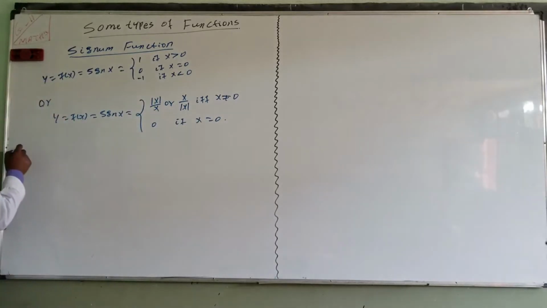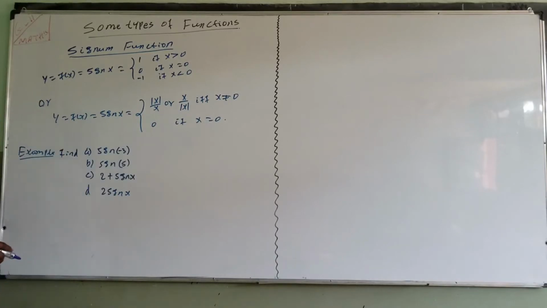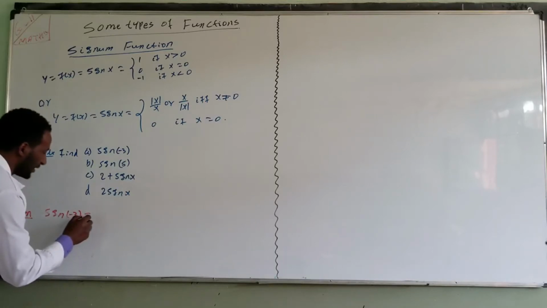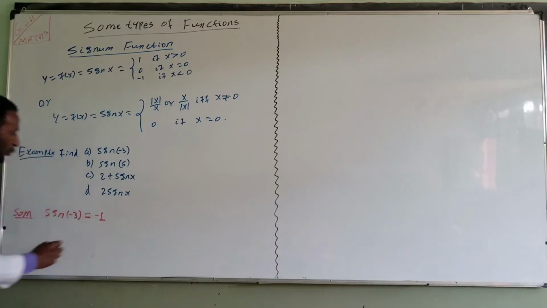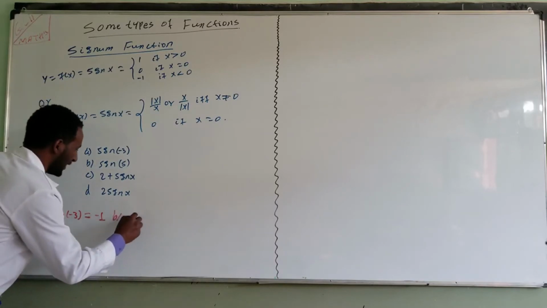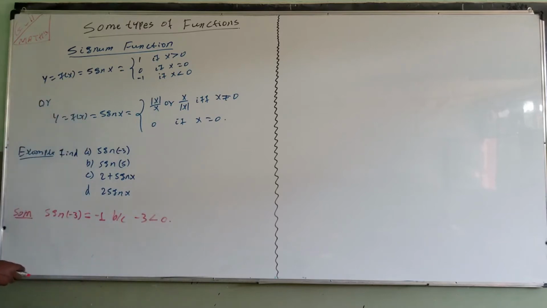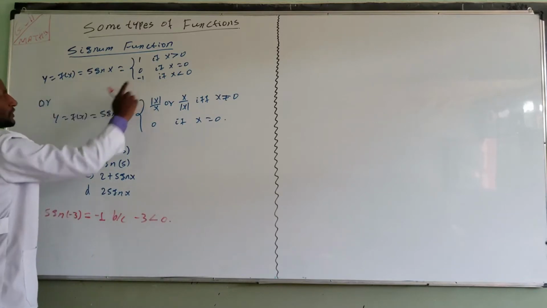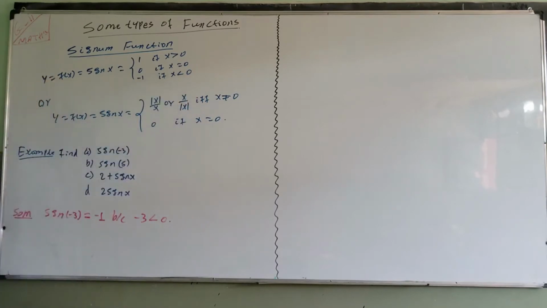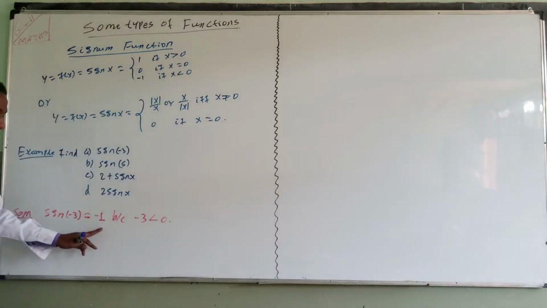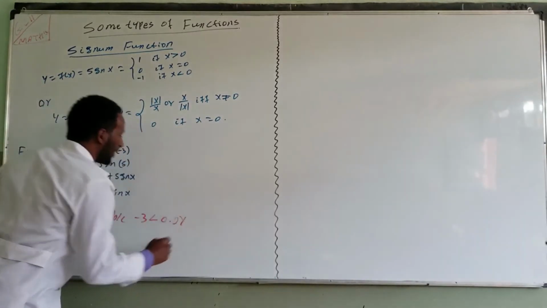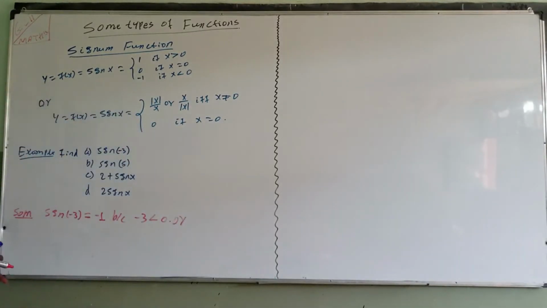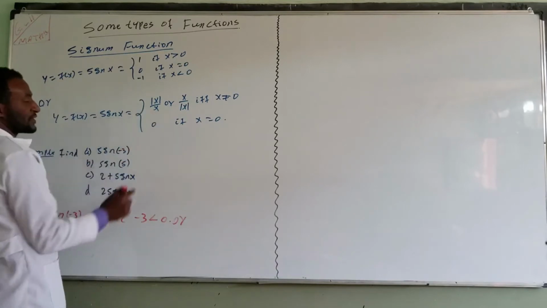Let us see the example. Find 2 plus signum x and 2 times signum x. Let us see the solution. Signum of -3 is equal to what? It is equal to -1, because -3 is less than 0. When at the place of x we substitute any negative real number, the result is -1, or we can find the value of signum of -3 by using this expression.